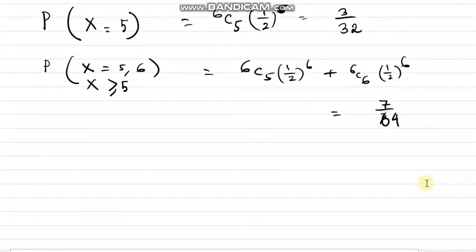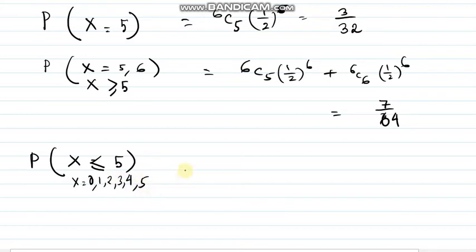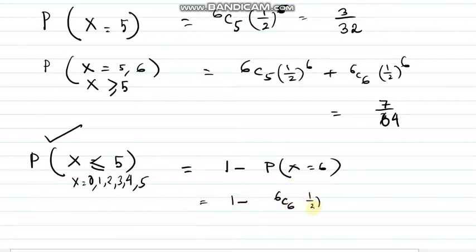Next case, what is the probability of at most 5 successes? Probability of at most 5 successes means x is less than or equal to 5. So x can be 0, 1, 2, 3, 4 and at most 5. What is the sum of the probabilities? That is 1. So at most 5, can I write it as 1 minus the probability of x equals 6? From the total probability, I just subtract x equals 6. So it is 1 minus 6C6 (1 by 2) whole to the power 6, which when calculated gives 63 divided by 64.